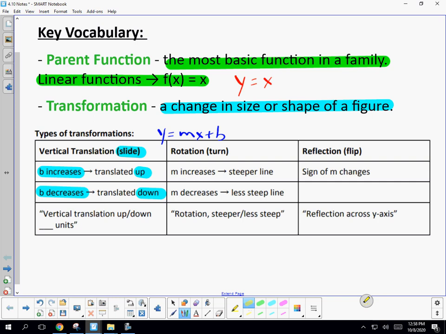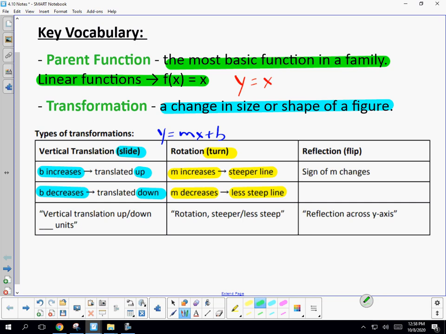The next one is a rotation, which is a turn. If your slope increases, you're getting a steeper line. If your slope decreases, you're getting a less steep line. And the way that we describe that is we say it's a rotation with either a steeper or a less steep line.